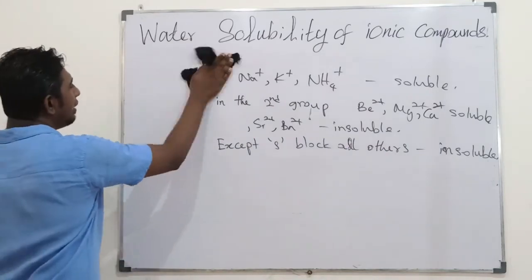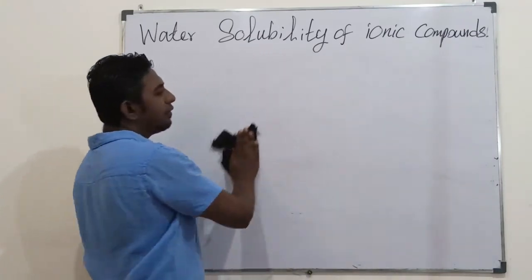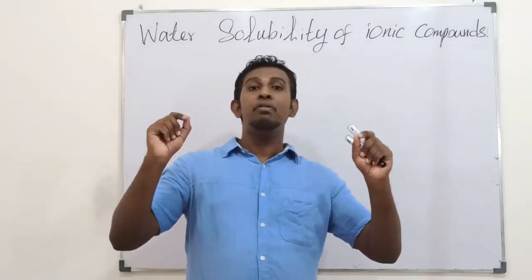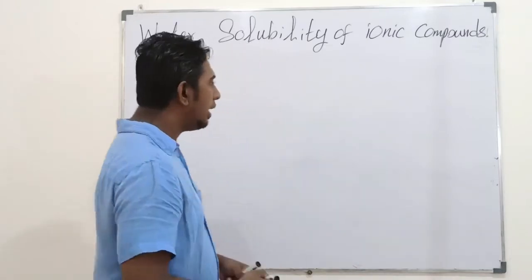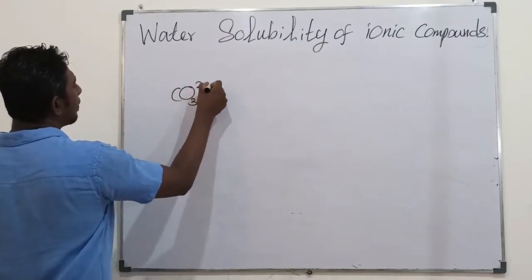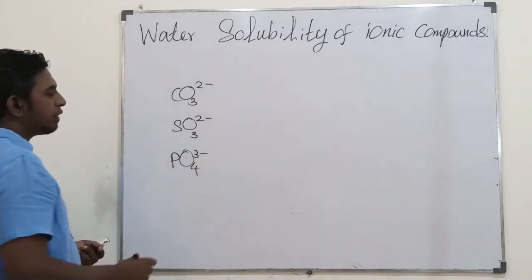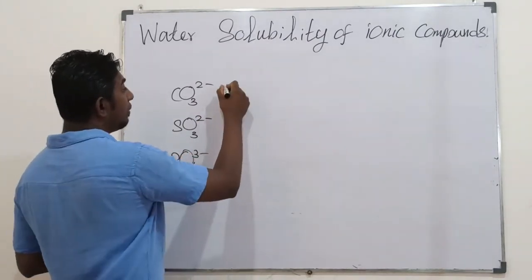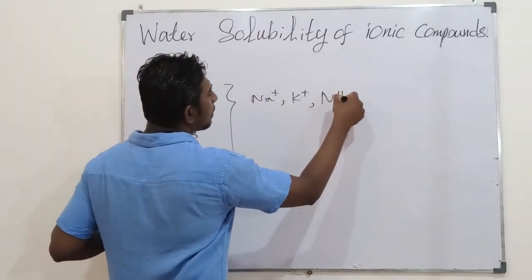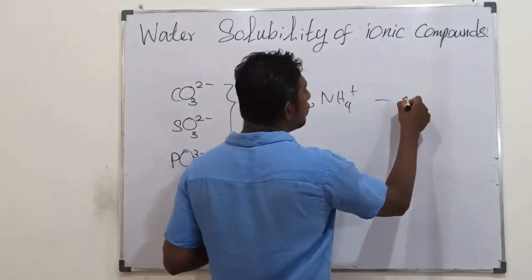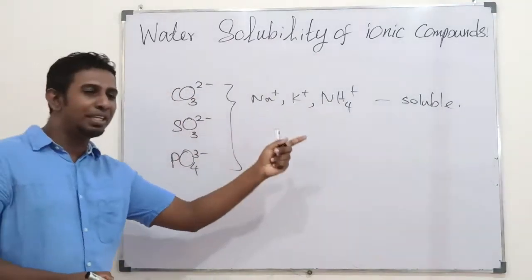Students, finally, there are a few anions for which most of the substances they form are water insoluble. Only a few are water soluble. You could find carbonates, sulfides, and phosphates. When you check carbonates, sulfides and phosphates, only sodium, potassium, and ammonium form water soluble ones. Carbonates, water soluble; sulfides, water soluble; phosphates.